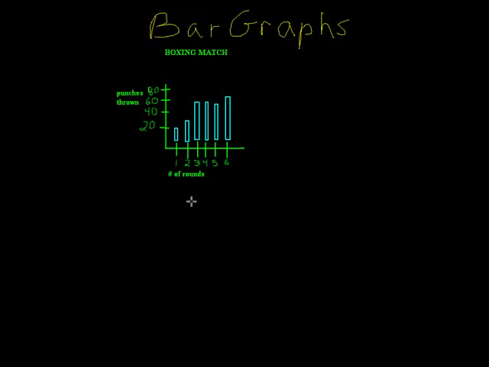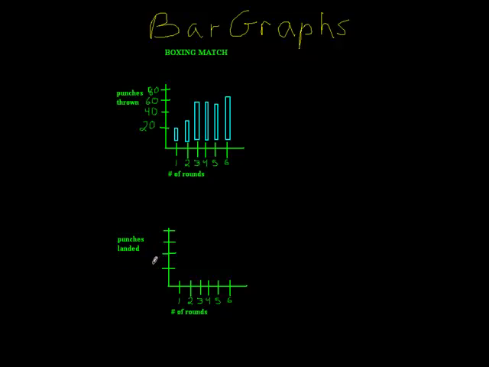Now let's take a look at the next graph that we make here. So the bottom of graph 2 is still the same. Number of rounds, 6 rounds. But the vertical axis, instead of punches thrown, we're going to look at how many punches actually landed. So how many times the athlete actually hit their opponent.